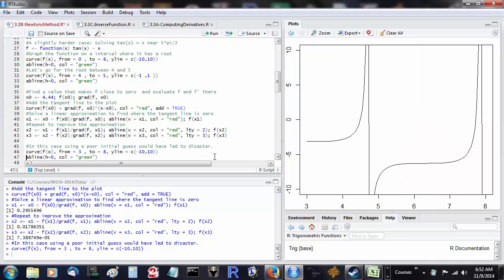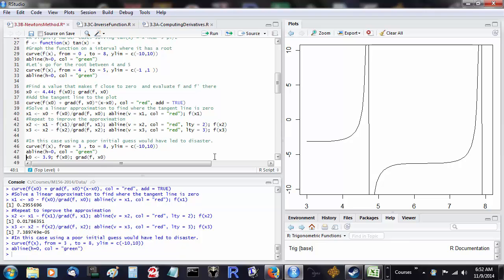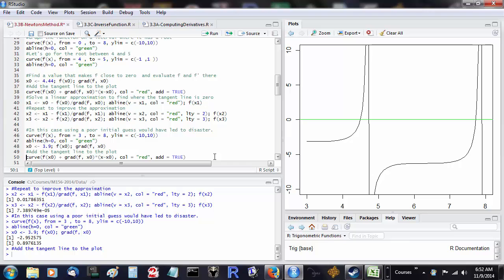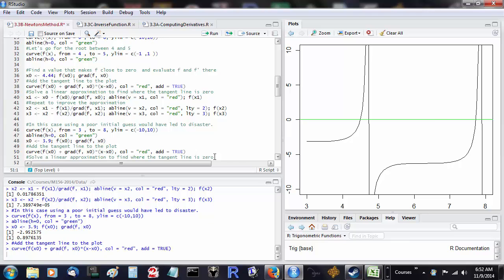So let's again graph tan x minus x, say from 0 to 8. We're looking for that function equal to 0. And suppose I said, oh, it's going to be somewhere around 4. We'll try 0.9. Evaluate the function there, evaluate its derivative there, add the tangent line to the plot. Okay. You can immediately see I have done something very dumb.